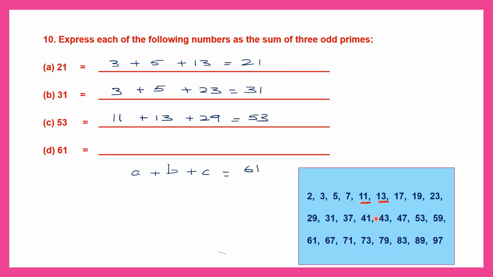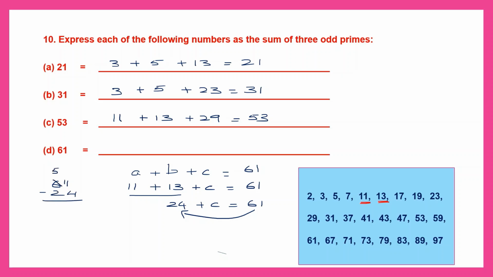So again, let's take 11 and 13. We'll try with that, and we need to get one more number. So let's start working with that. 11 plus 13 plus C should give us 61. 11 plus 13 is 24. 24 plus one more number will give us 61. To find that one more number C, we have to subtract these two. So 61 minus 24. Let's subtract and see. This will become 5 and 11. 11 minus 4 is 7. 5 minus 2 is 3. So 37.